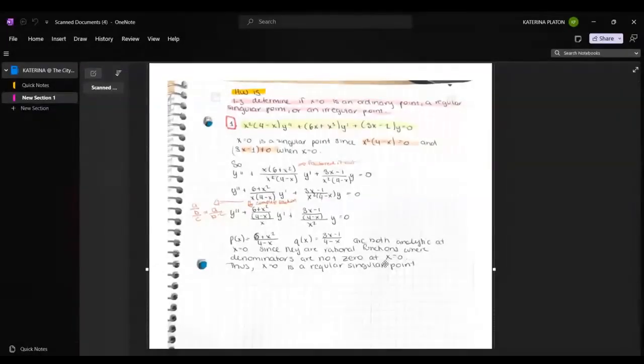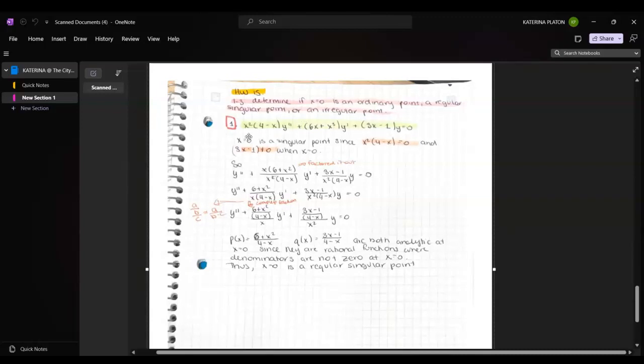Yes, it's up. Awesome. So I did my own question, and the question that's being asked is determine if x equals 0 is an ordinary point, a regular singular point, or an irregular point. So I chose this equation: x squared in parentheses 4 minus x, y double prime, plus in parentheses 6x plus x to the power of 3, y prime, plus 3x minus 1, y equals 0.